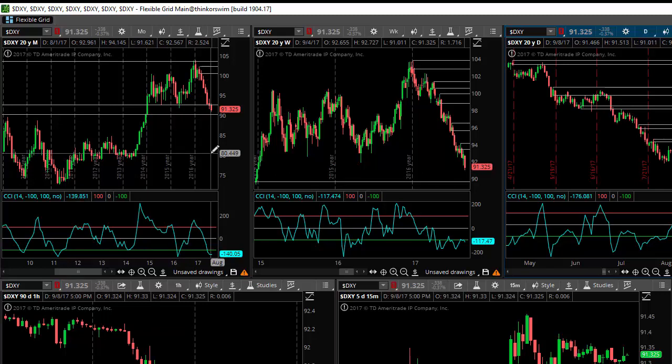So here are the odds of where the dollar is likely to move next this week.